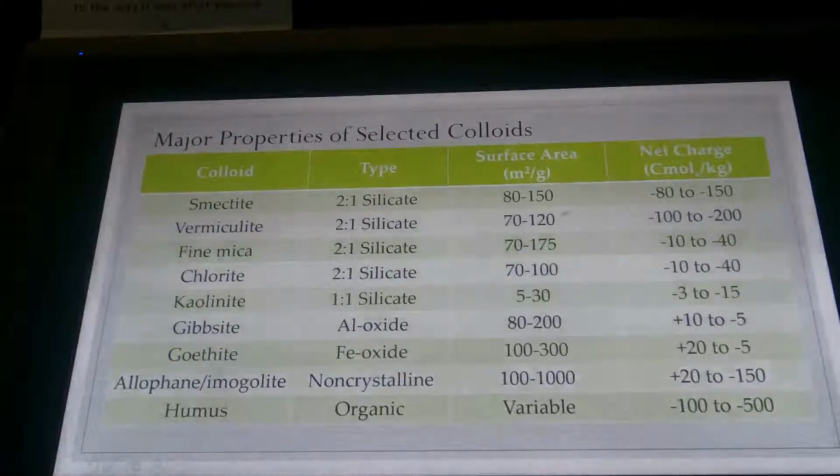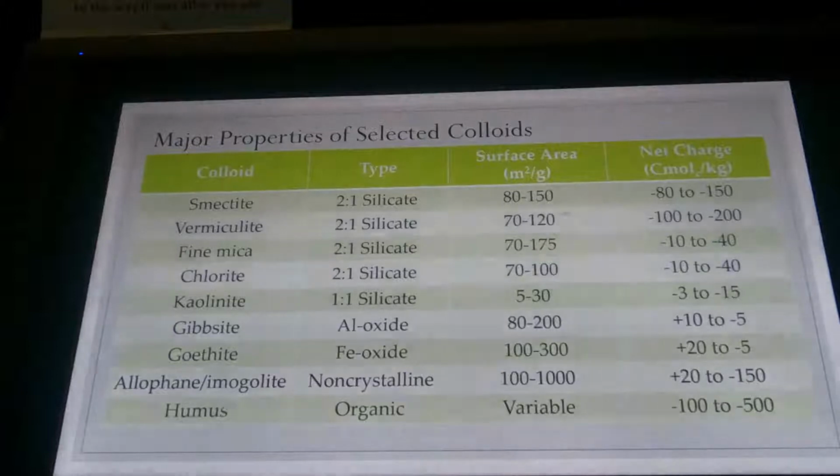Which one of these three, vermiculite, fine mica, and kaolinite has the lowest charge? Kaolinite. Right, so just kind of identifying and knowing that we have a smectite.